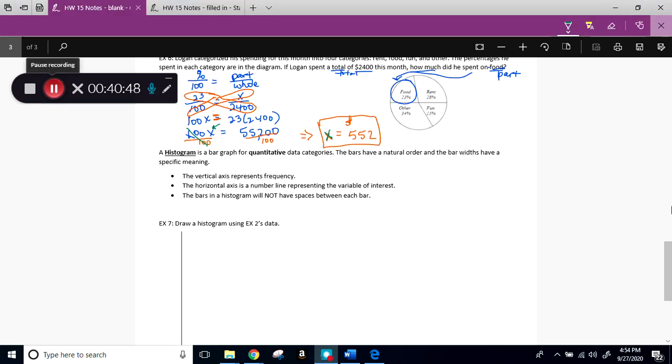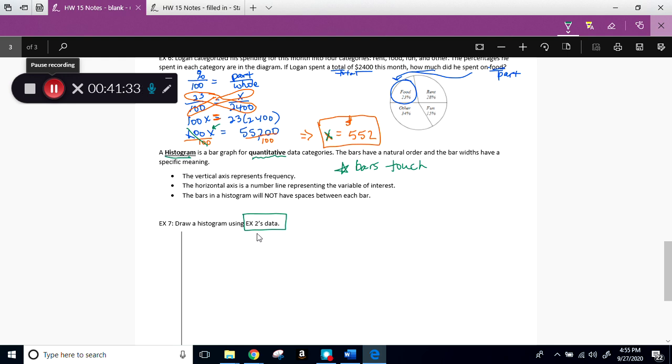Okay, so a histogram is going to look very much like a regular old bar graph. It's a type of bar graph, but a histogram is going to have some differences. A histogram is for quantitative data, and the bars have a natural order, and the bar widths have specific meaning. The main thing I want you to know is that for a histogram, the bars touch. Usually for a histogram, you're using ranges like we did, and that's why we're going to use example 2's data on this.